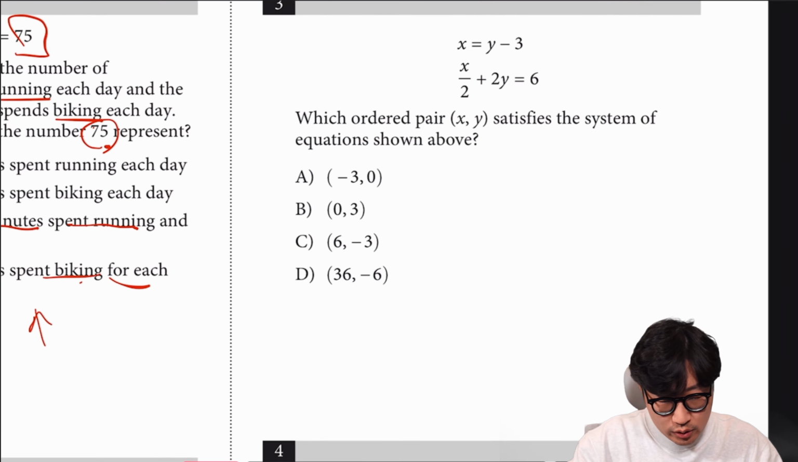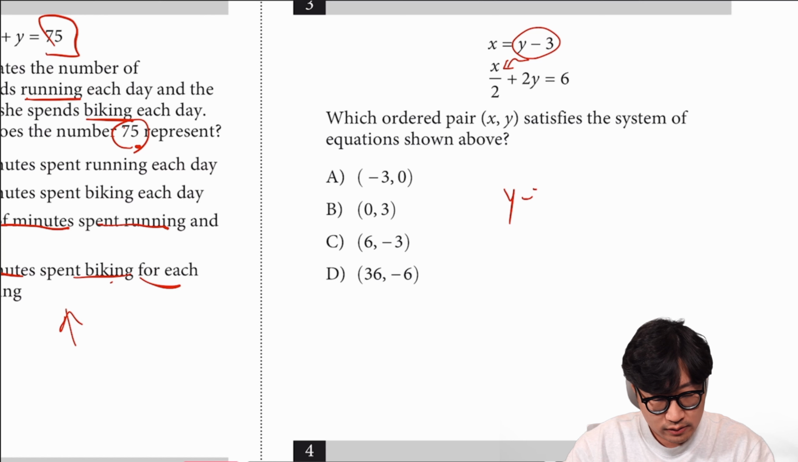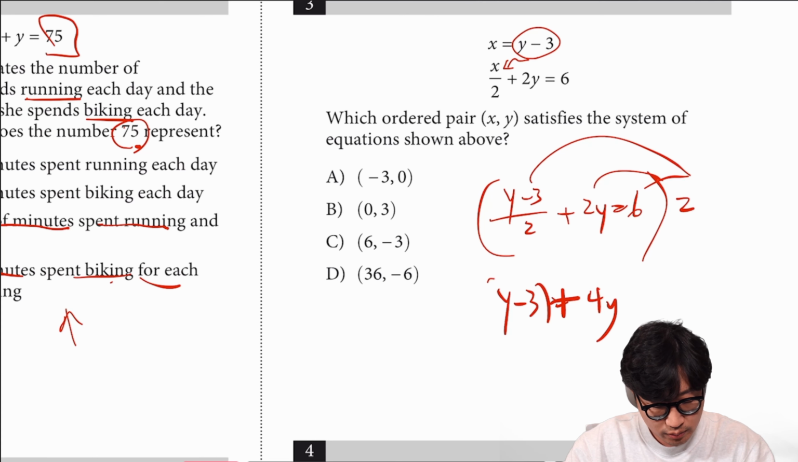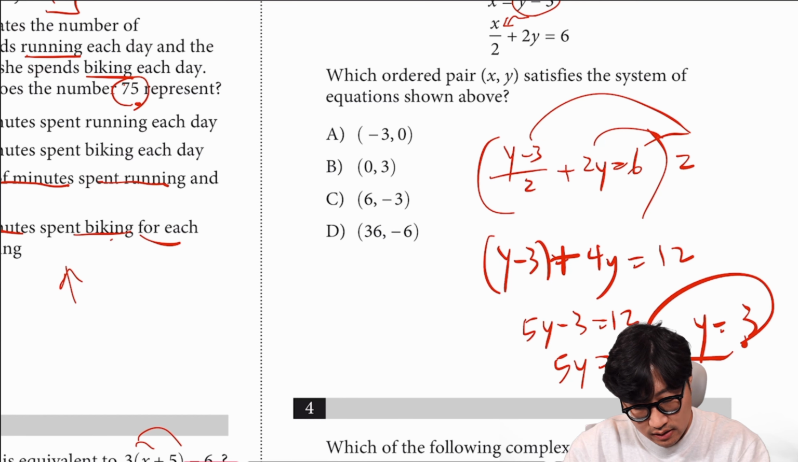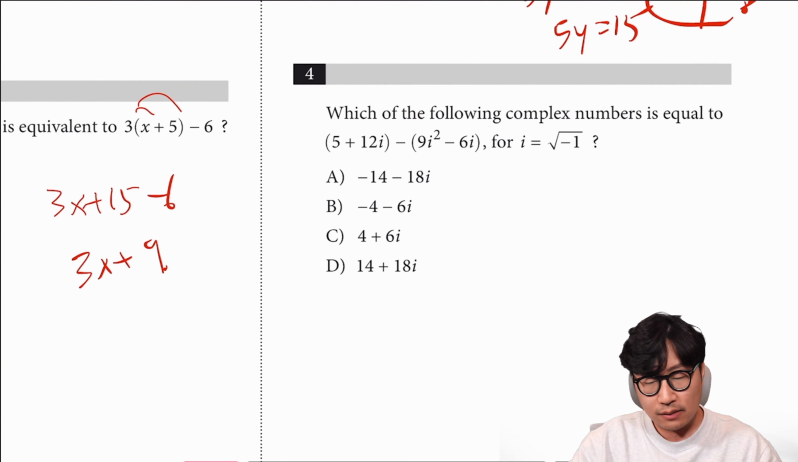Number 3, which ordered pair satisfies the equation? So we can go ahead and try to solve by substitution, right? So (y minus 3) over 2 plus 2y is equal to 6. I'll multiply the whole thing by 2. So that'll give me y minus 3 plus 4y, could use some parentheses, is equal to 12. So 5y minus 3 is equal to 12. So 5y is equal to 15. So y must be 3. And that is basically answer choice B because that's the only one that has y equal to 3. I'm not going to check for x.